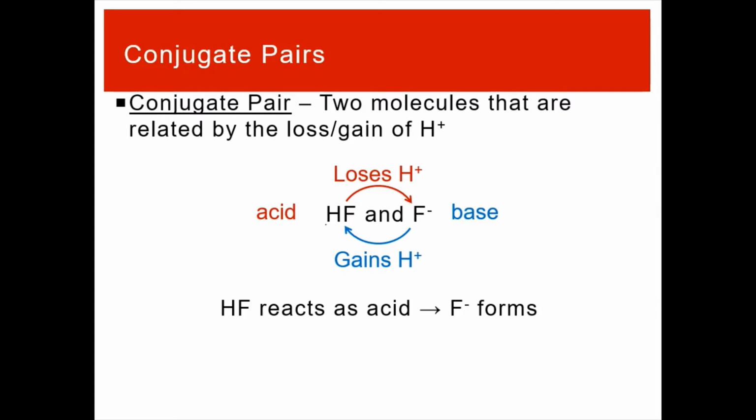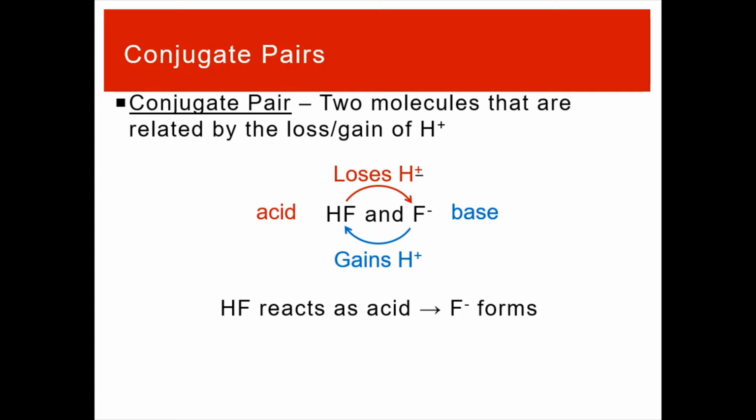So suppose I start with HF. If HF loses one H+, that would mean it is behaving as an acid. It loses that H, and it loses positive charge. What would be left is F-. So we call F- the conjugate base of HF. If HF behaves as an acid and loses H+, you would generate F-, or fluoride.